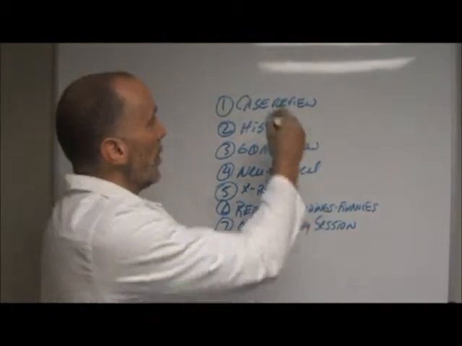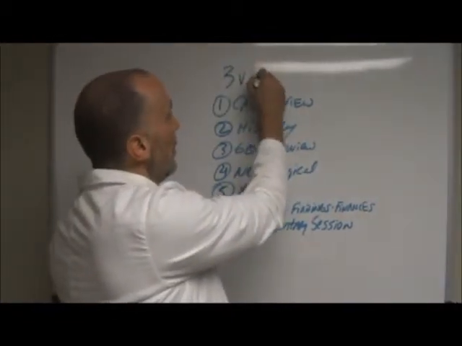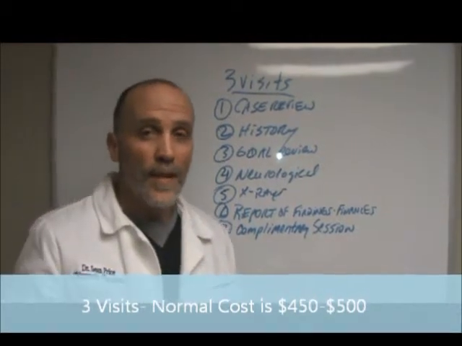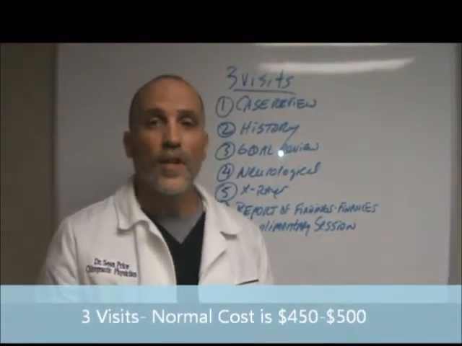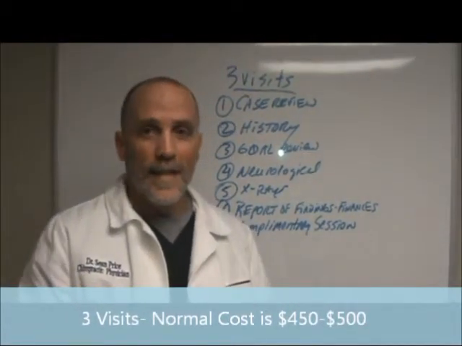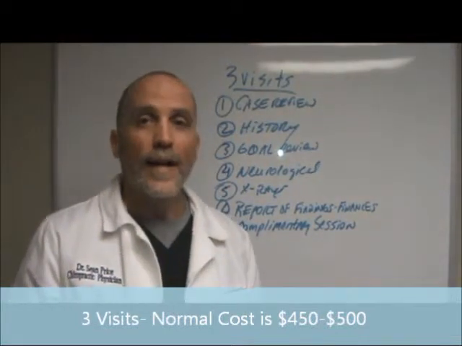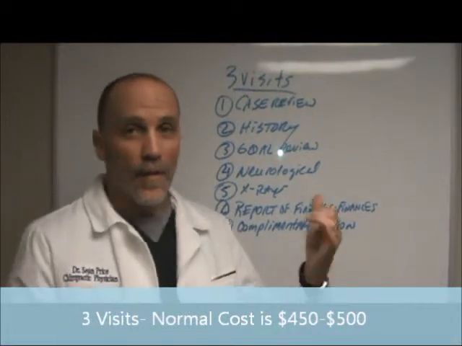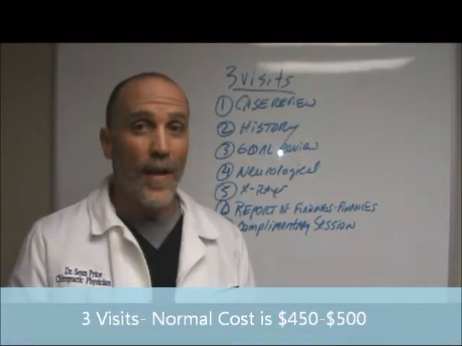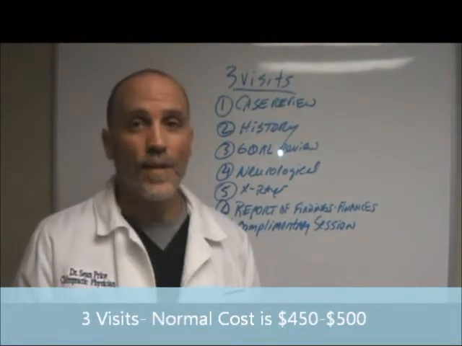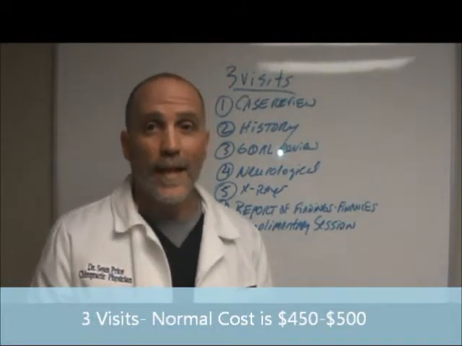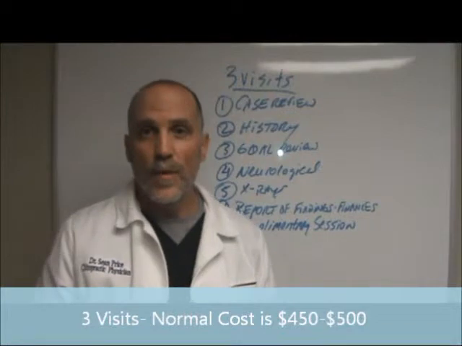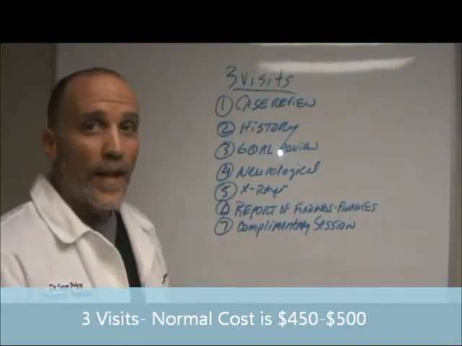So this is a total of 3 visits. The first visit is where we're sitting down and talking and reviewing everything. I'm going to take all that information and I'm going to sit down and write up your report of findings and write up your plan for what we're going to do for you. On the second visit, we're going to sit down, we're going to talk about that report of findings. I'm going to explain to you exactly what's going on, show you what your plan is, and then the third visit, you're going to come in and you're going to get the complimentary treatment to see what you want to do.